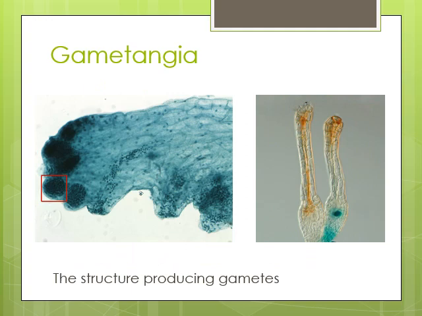The structure that produces gametes is called the gametangia. And you can see here that it's going to be a rapid mitotic area. We got two types of gametangia. You got the archegonium and the antheridium. This is the archegonium on the left. The antheridium is the male gametes. The archegonium over here is the female gamete.